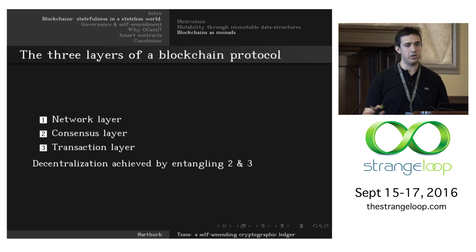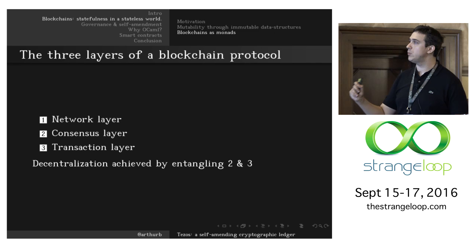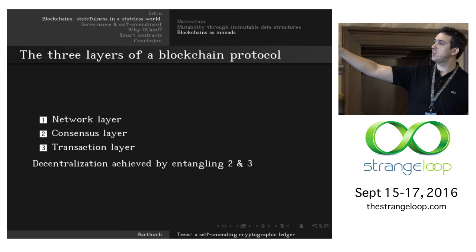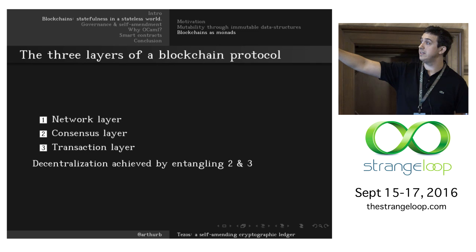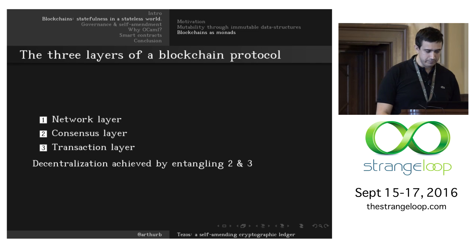Now, the consensus layer and transaction layer are a little trickier, especially if you want to have decentralization. The trick is that you're entangling two and three, right? In Bitcoin, for example, the way you get consensus is because the miners are actually receiving coins out of the Coinbase transaction when they create a block. So you have a mix between the second layer and the third layer. And there's always going to be some form of economic incentive in a decentralized model for participants to actually follow the consensus.